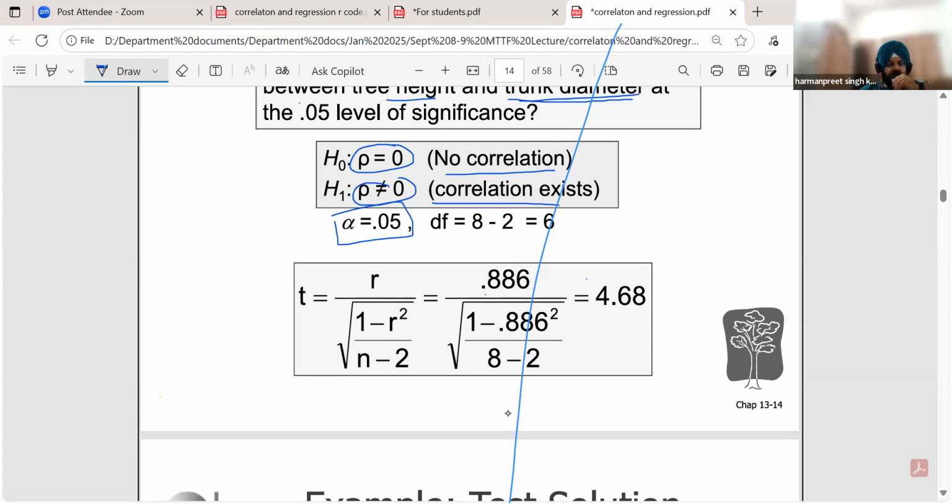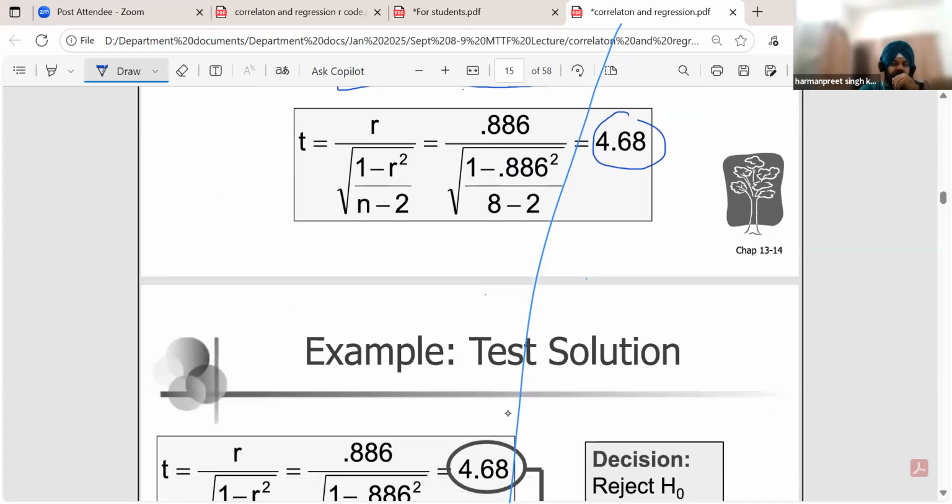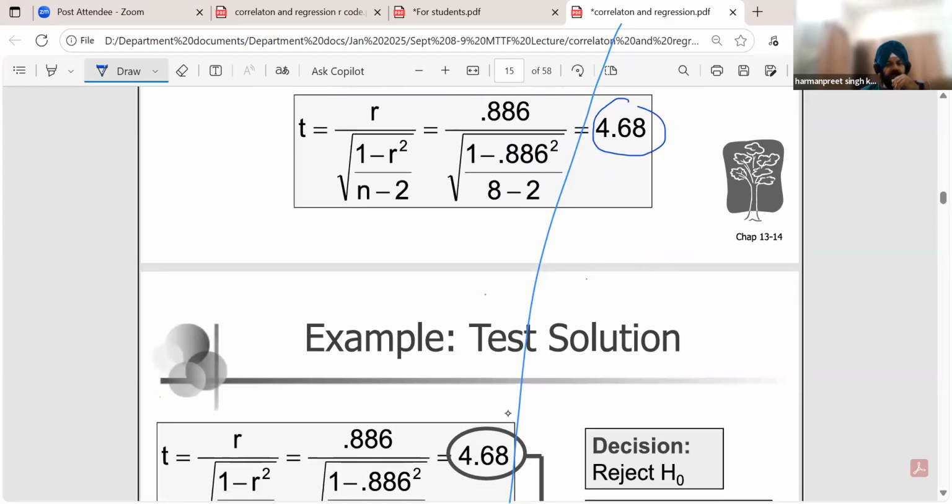We have already discussed that if there are 8 observations, the degrees of freedom are 6. After putting the values in this mathematical formula, we got 4.68. Now, although we are not very concerned about that, we have to compare this calculated value with the tabulated value, because we can cross-check the same thing with the p-value also.